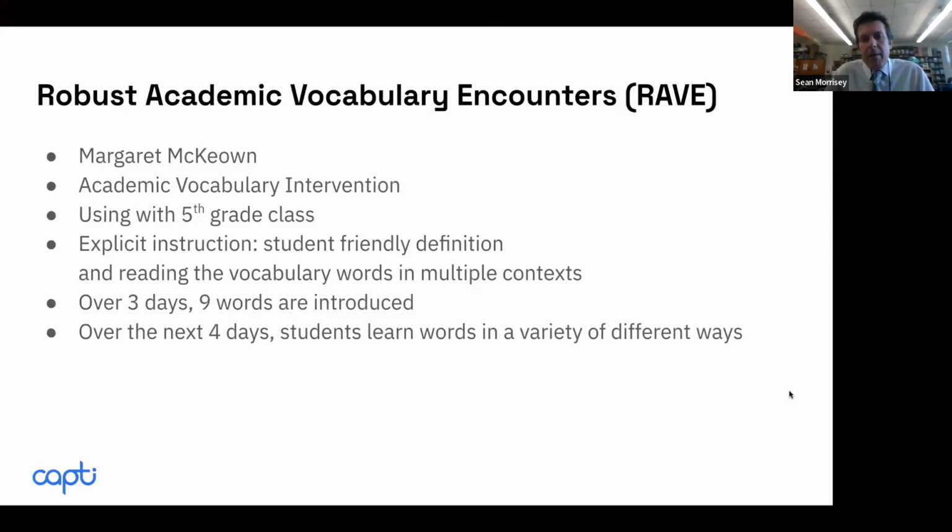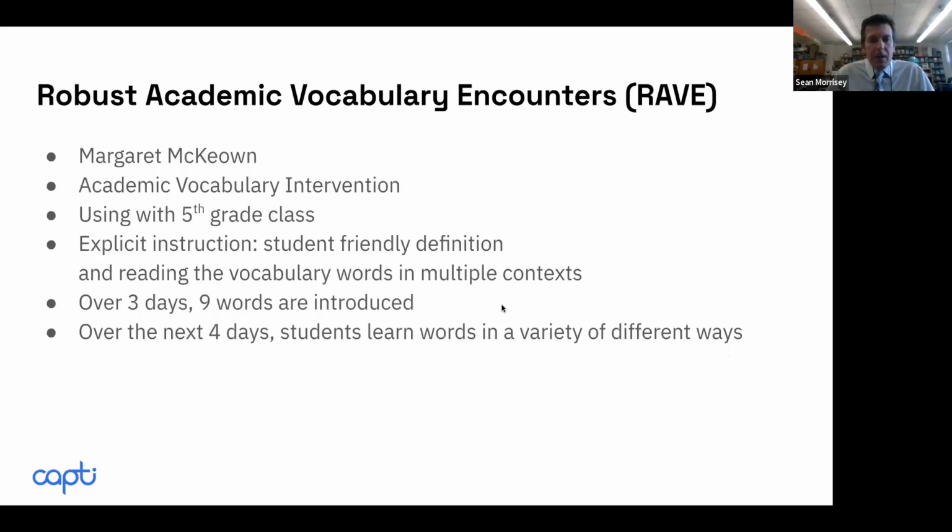The RAVE program is one way that I teach these words, and it's a very explicit program. We talk about multiple exposures to the words. Over the first 3 days of a unit, I introduce 9 words, 3 per day. Following that, we play with these words for 4 more days so that kids can see words in different contexts. It makes them think about multiple meanings of the word. By the end of a week and a half or 2 weeks, the students really have the words pretty well embedded in their long-term memory.